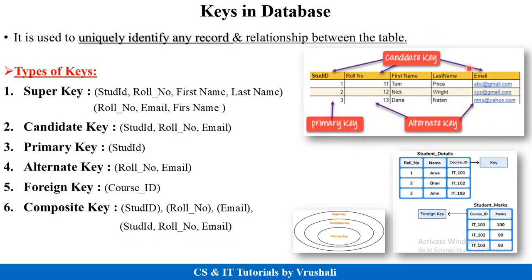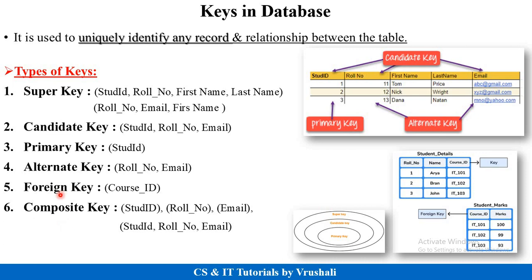Now see here in this particular table, there are 5 columns: student ID, roll number, first name, last name and email. From these 5 attributes, student ID, roll number and email are the unique attributes, which are called candidate keys. From these candidate keys, we can choose any one key, which is called the primary key. So student ID is my primary key. We can use the primary key to identify a particular record, and all the other keys like roll number and email are called alternate keys.